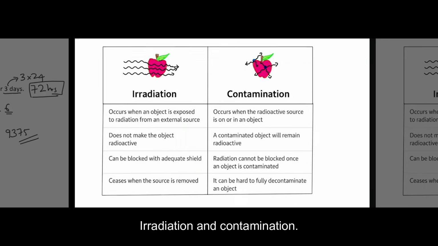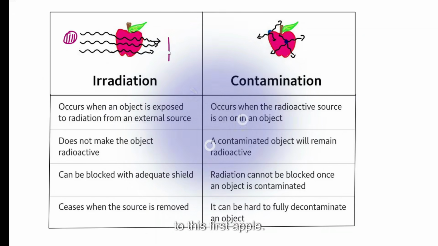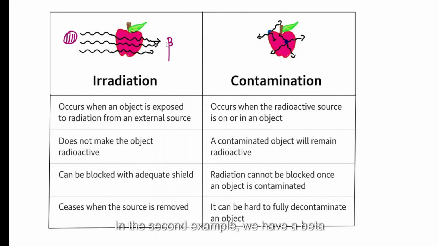Irradiation and contamination. Imagine you have a radioactive isotope here, and it gives out beta radiation, and it goes to this first apple. In the second example, we have a beta emitter on the apple, or in the apple, on the apple here. Now let's have a proper differentiation here. Irradiation occurs when an object is exposed to radiation from an external source. In contamination, it is on or in an object.